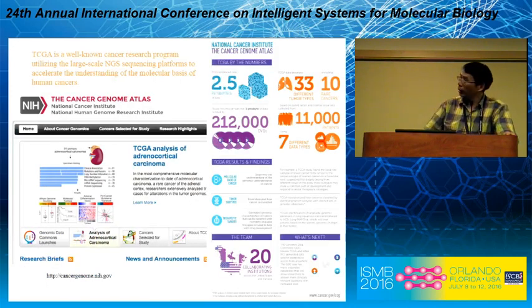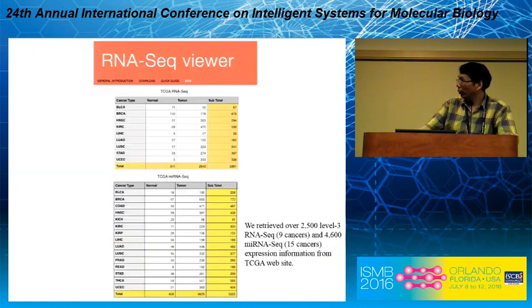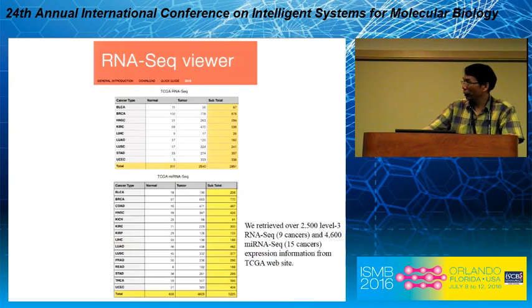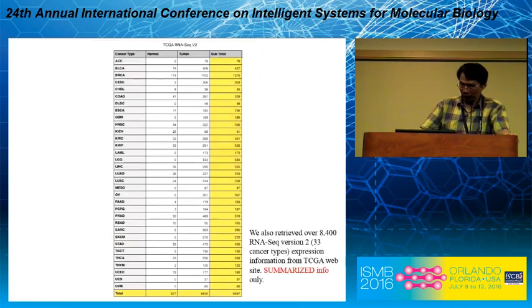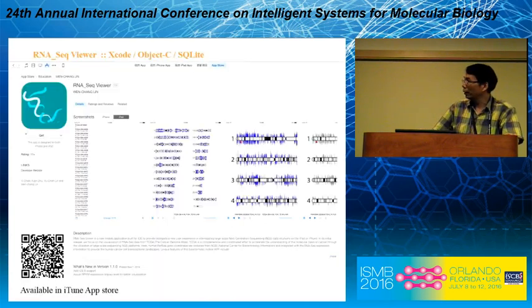So we started with the TCGA data. It contains more than 30 cancer types and already above 2.5 petabytes of data. So we downloaded about 2,500 RNA-Seq datasets and 4,600 microRNA-Seq datasets from the TCGA website. And recently we added the version 2 RNA-Seq data.